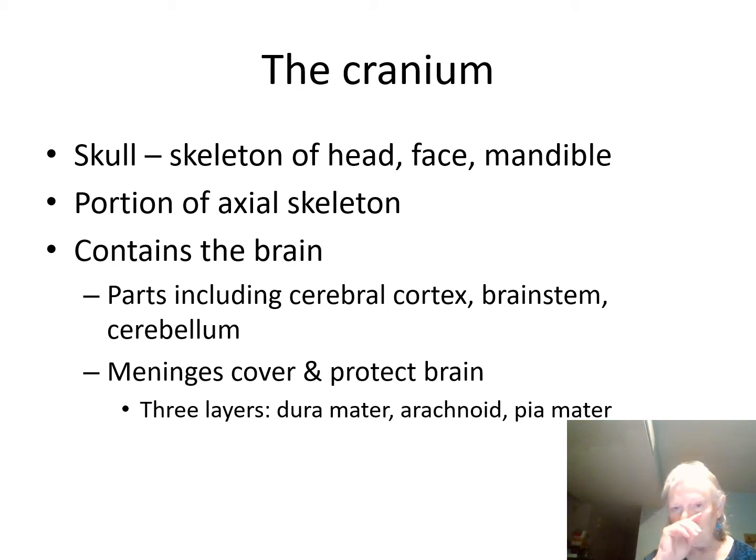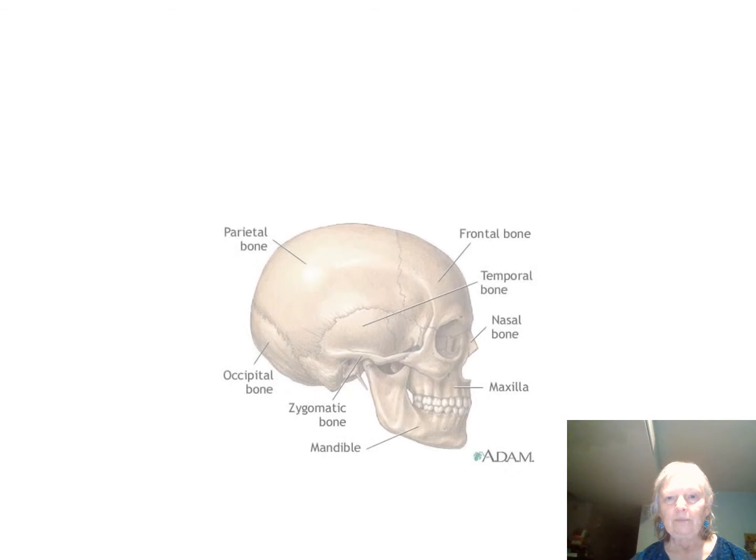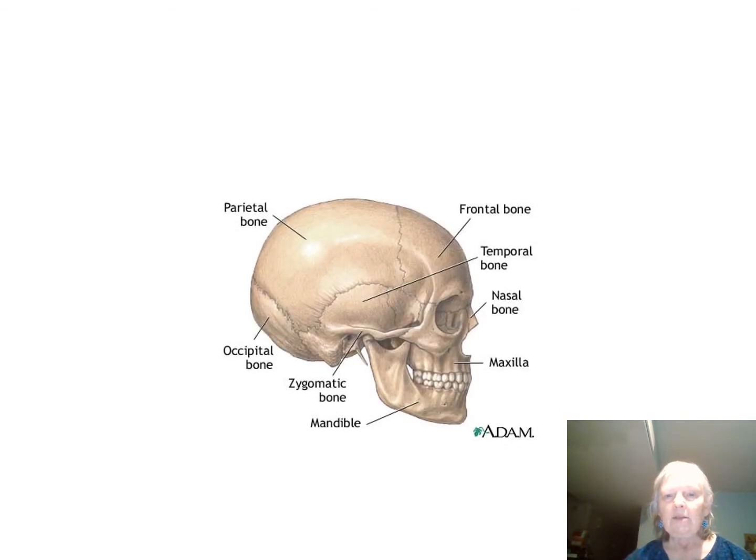Remember, it has three layers that cover it: the dura mater, the arachnoid, and the pia mater. Remember, the dura mater is closest to the skull, the bony area, and the pia mater is what actually is covering the brain at that particular point. So you can see that there's the parietal, occipital, frontal, and temporal bones that cover the lobes of the same name.